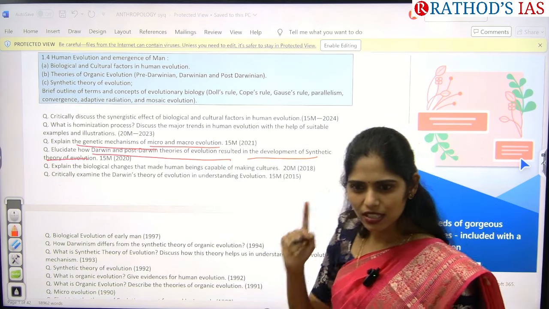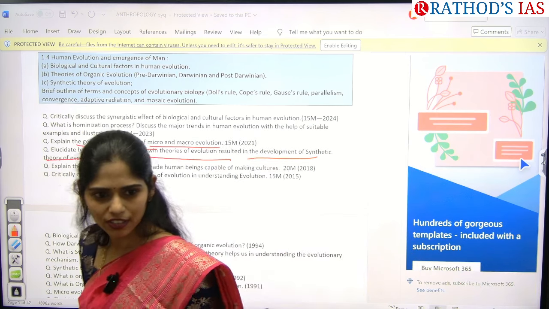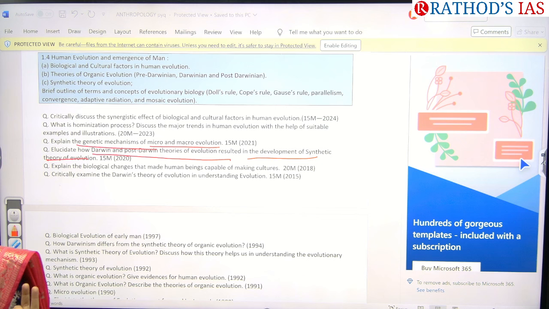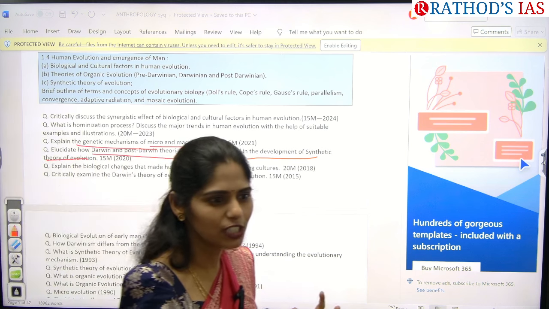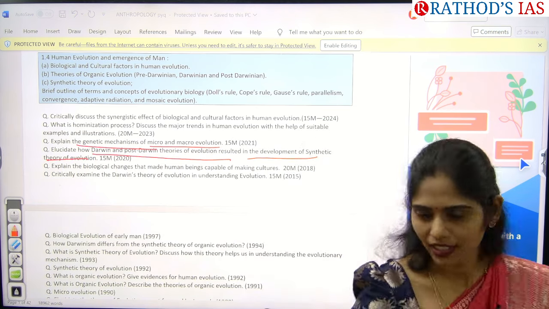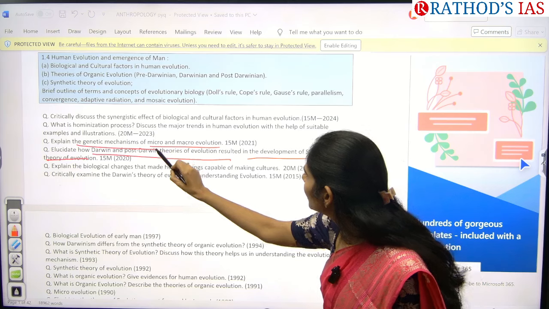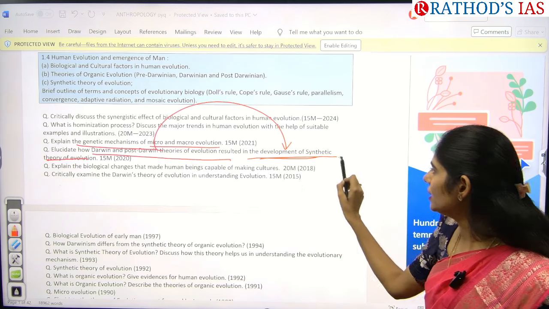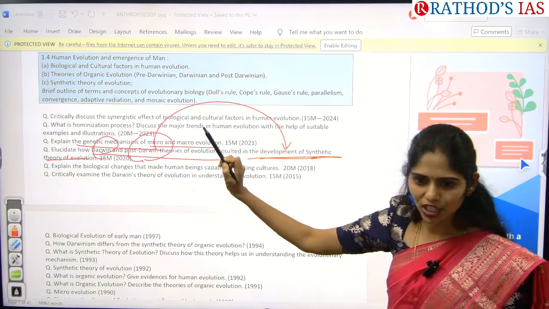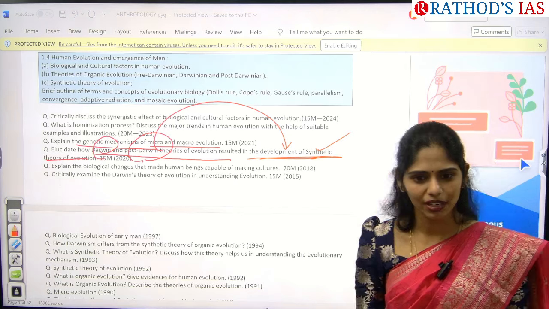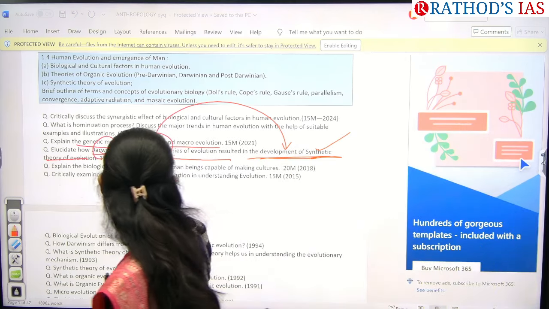So I said the synthetic theory is the combination of three theories. First one is natural selection of Darwin. Next one is the mutation theory of Hugo de Vries, and next one is Gregor John Mendel's theory. So here they asked about Darwin's theory, how it is Darwin and post-Darwin. Darwin is natural selection, post-Darwin is mutation theory, and how it led to the development of the synthetic theory of evolution.